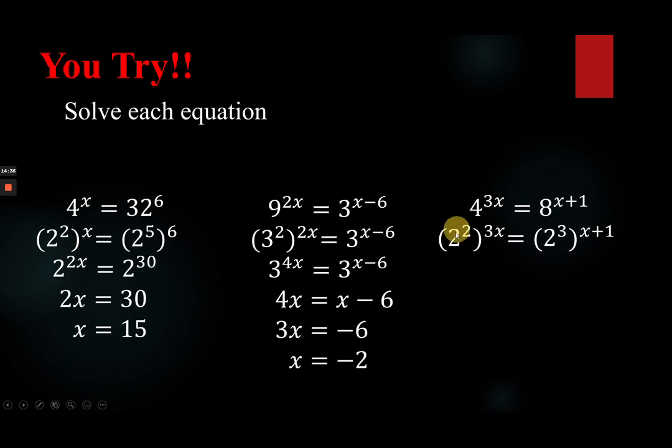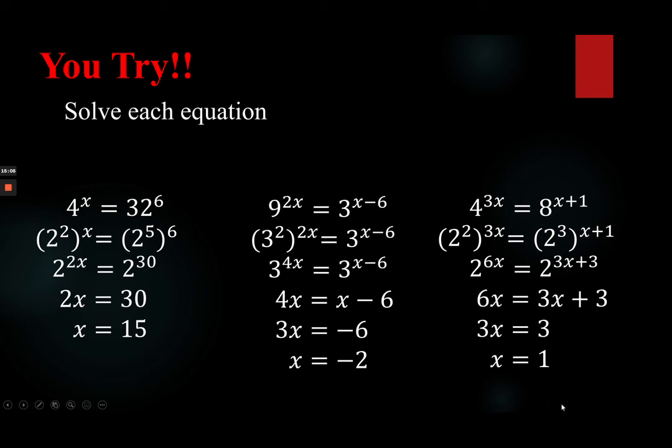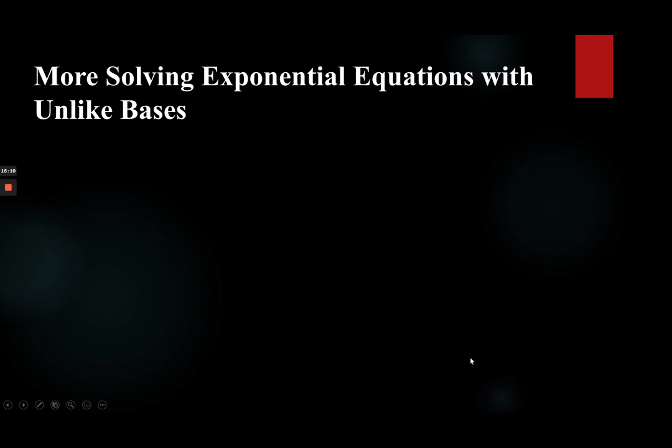So 4 is 2 squared. 8 is 2 cubed. So you multiply 2 times 3 is 6x. 3 times x plus 1 is going to become 3x plus 3. Cancel out your 2 and you have now the equation of your exponents. Subtract both sides by 3, minus 3, cancel minus 3, it becomes 3x. Divide both sides by 3, and so you have now x is equal to 1. And that's it.